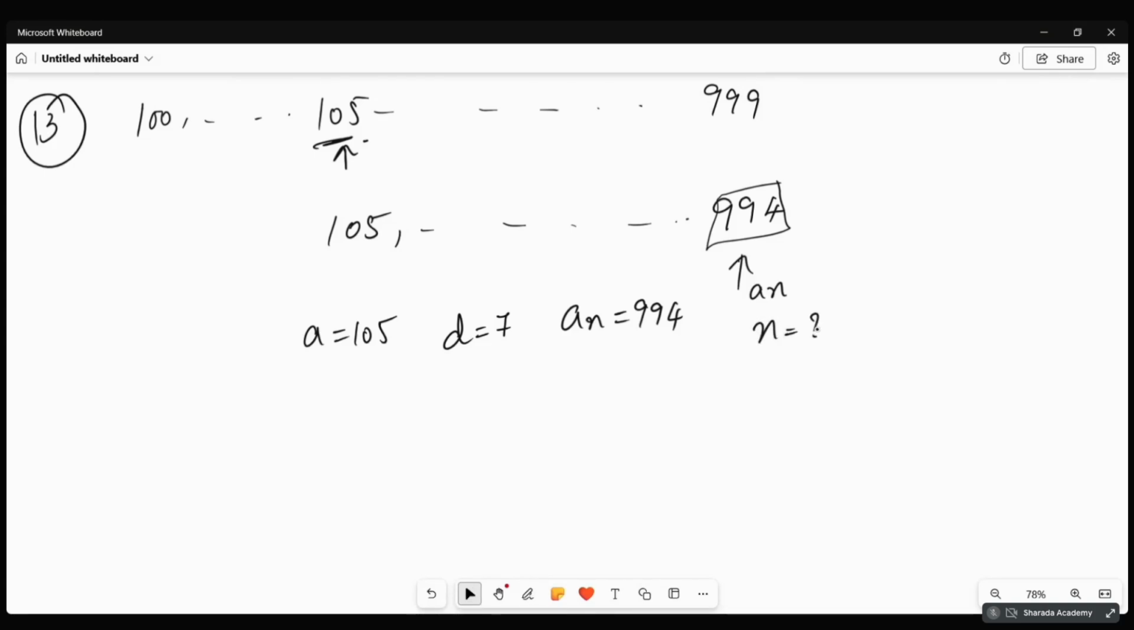So 3-digit numbers start from 100, but the first divisible by 7 is 105. So the AP starts from 105. Next will be plus 7 each time. So 994 is the last number which is divisible by 7. So do that.